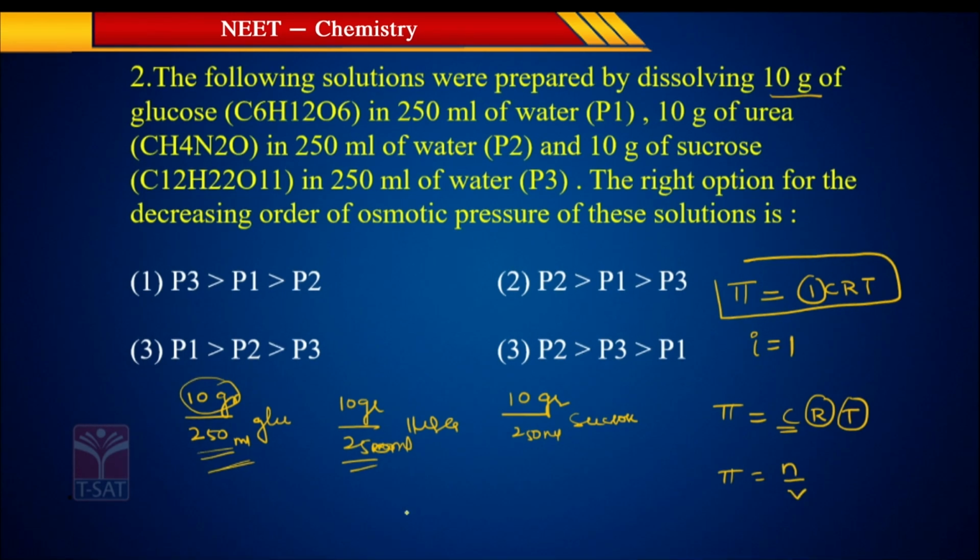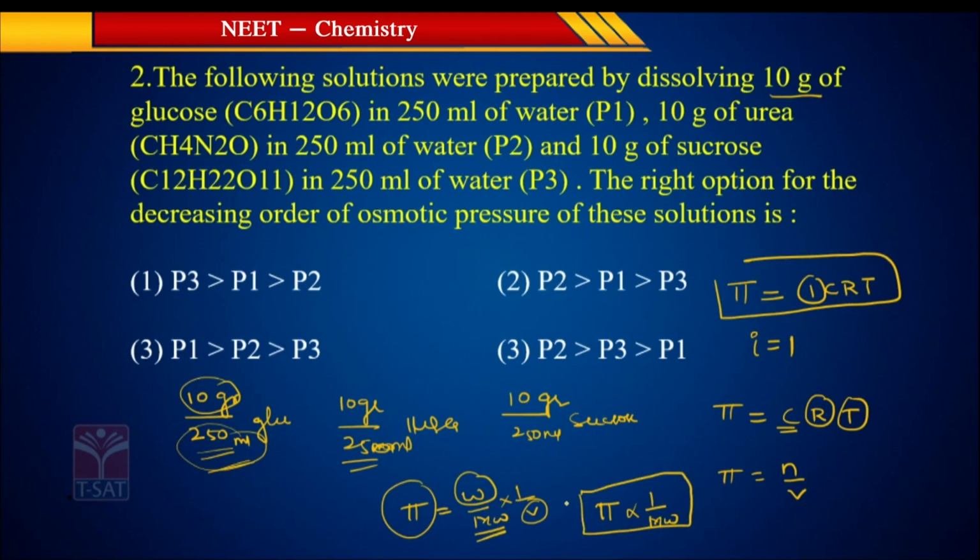N by V means we can write pi equals weight by molecular weight into 1 by volume. The volume is the same and the weight is also the same. So pi mainly depends on molecular weight. Pi is inversely proportional to the molecular weight. So the substance whose molecular weight is more, its osmotic pressure is less.